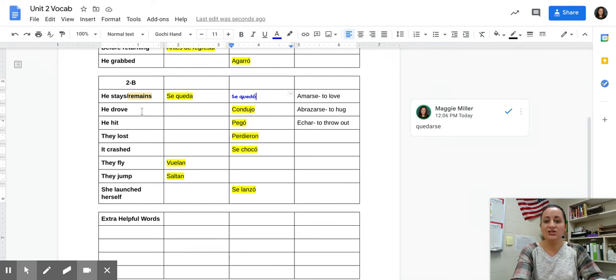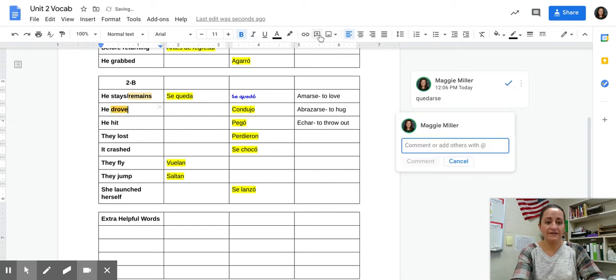All right, he or she drove. Condujo. Now, this is a preterite tense conjugation. That does tell us something, because there's no accent in it, but it's preterite. So that would tell us this is an irregular verb. The infinitive for this, to drive, is conducir. That means to drive.